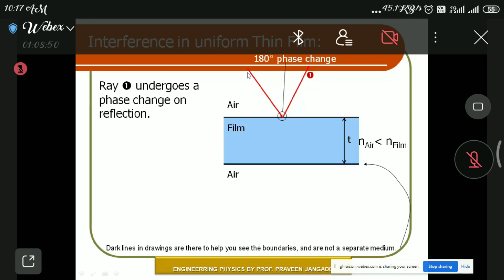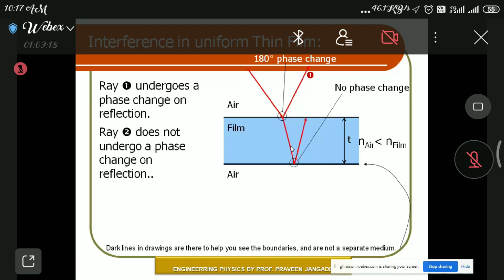What we did here is we incident a beam, and once this beam is incident on the surface of the film, as the film has a particular refractive index which is greater than the air medium, therefore it's a reflection from denser to rarer medium, so it gives a phase change of 180-degree and it forms ray 1. Is it clear? Okay, now next. Now how can we get ray 2?